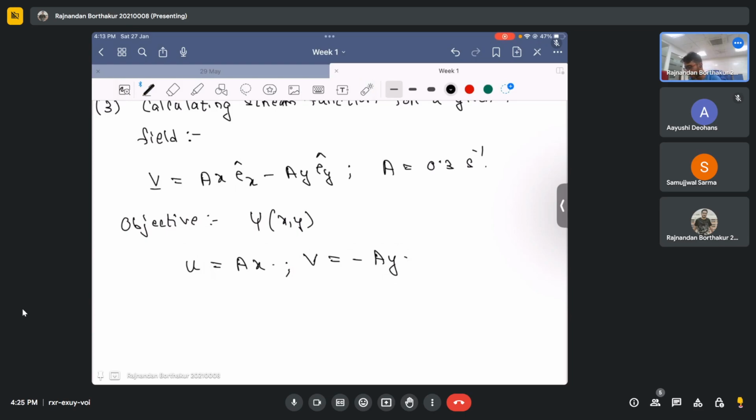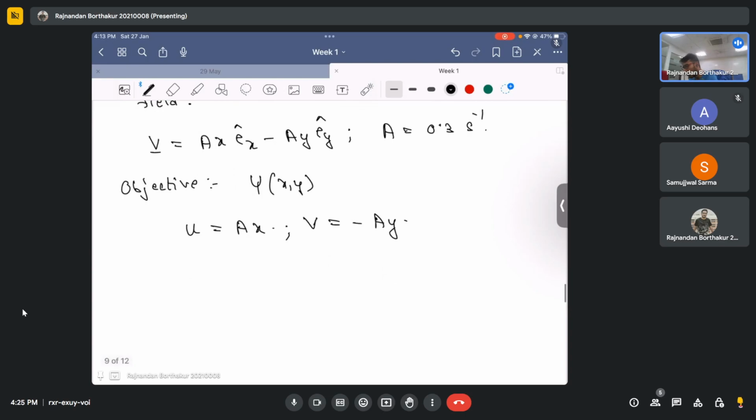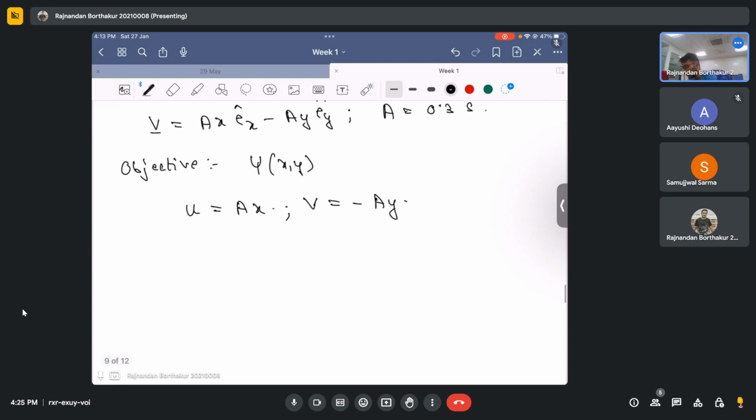I hope this is clear, whether this is a Lagrangian or an Eulerian description. If this is clear, we now move ahead and try to evaluate the stream function. Remember, from the definition of stream function, the x component of velocity is related to the stream function as u equals del psi by del y, where psi is the stream function.